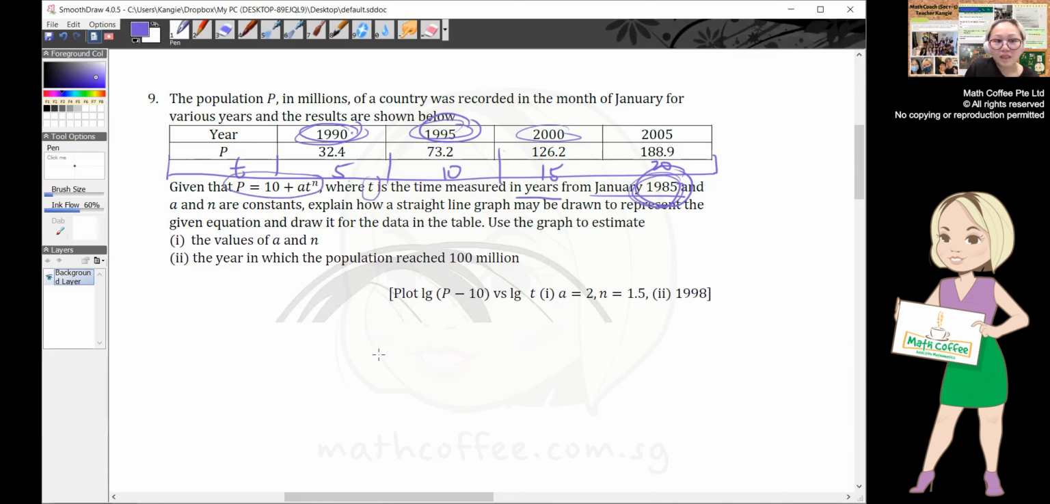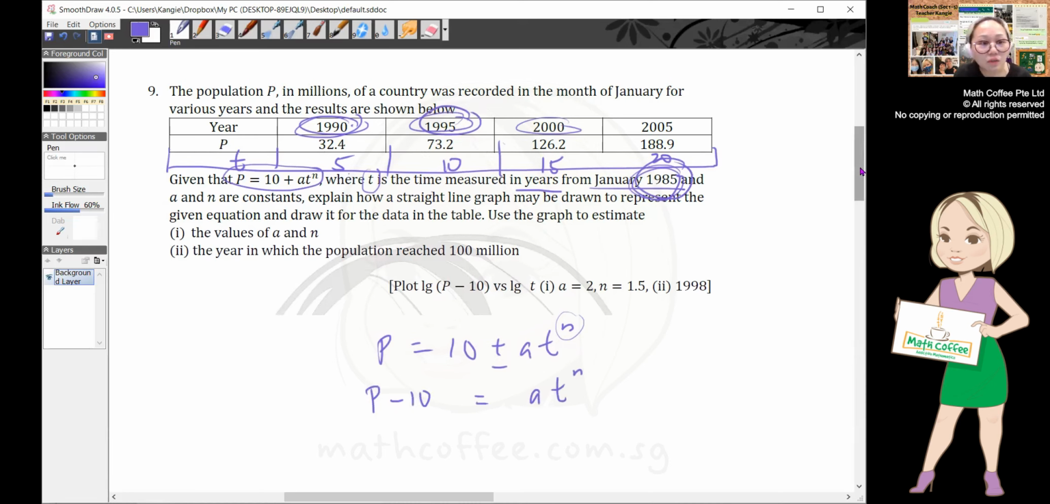So over here, this is P equals 10 plus aT^n. This is the non-linear form. Remember, when we have a power where the exponent is an alphabet letter, you're supposed to log both sides. But when you see a plus, you cannot immediately log both sides. You're supposed to bring one of the terms to the other side first. So it becomes P minus 10 equals aT^n. Then yes, you can log both sides.